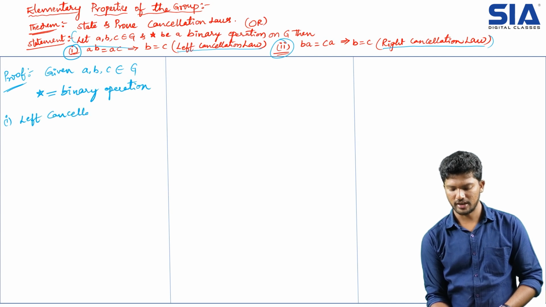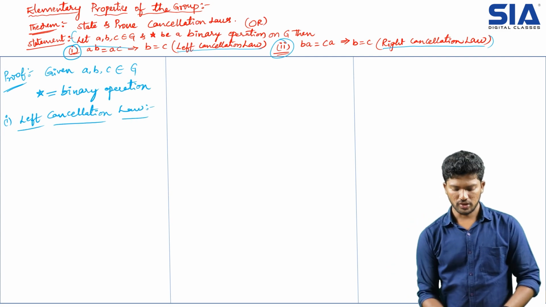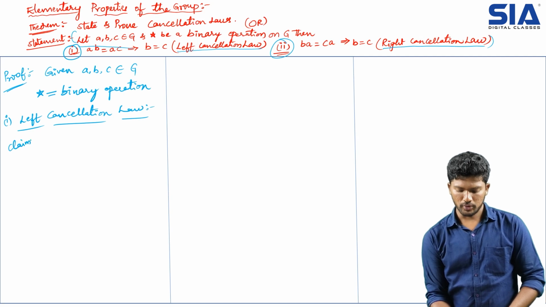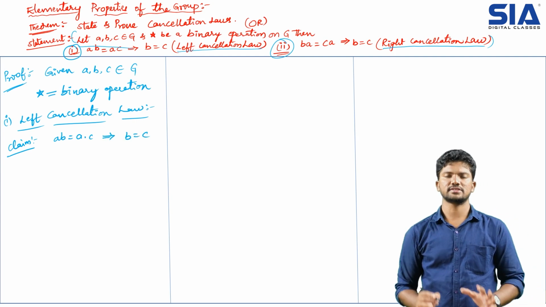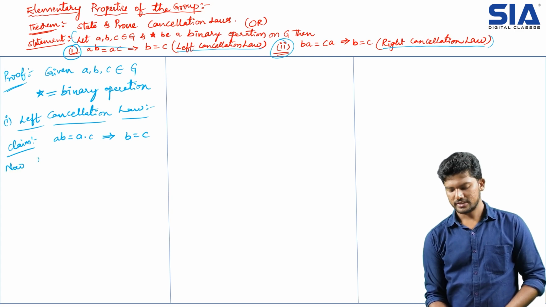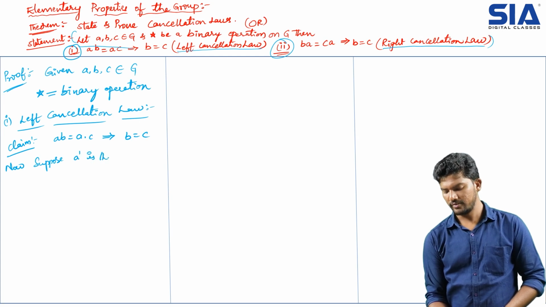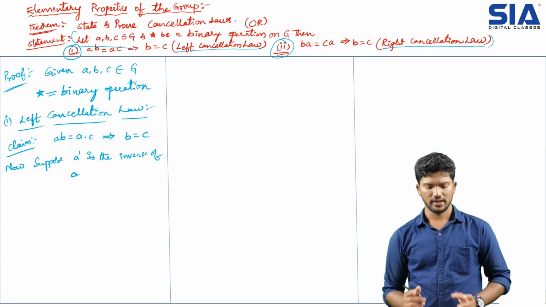So the first property is the left cancellation law. The claim we have to prove is: a into b is equal to a into c, which implies that b is equal to c. Now suppose a dash is the inverse of small a.